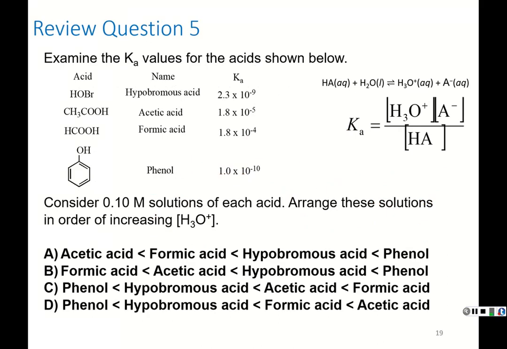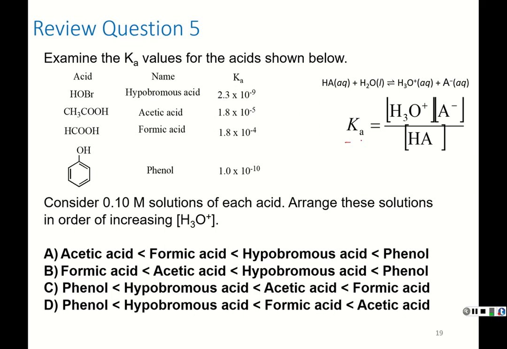All right, next question. Examine the Ka values for the acids shown below. And we have a list of 4 of them. We're considering 0.1 molar solutions of each acid and arranging them in order of increasing H3O plus concentration. So what that's saying is essentially we're going to write them in order of increasing acid strength.